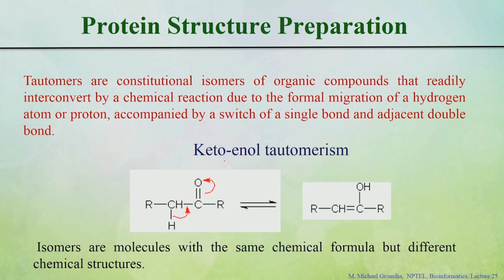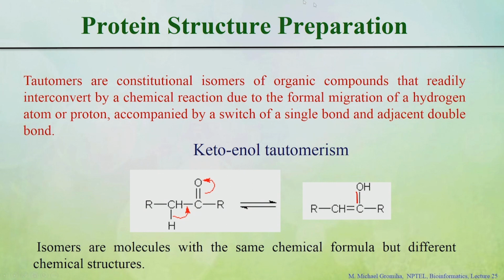So, what are tautomers? These are isomers of organic compounds that interconvert by a chemical reaction, for example, from keto to enol, due to the migration of a hydrogen atom or proton from a single bond to an adjacent double bond. See here this H, this is CO, this is the keto group. So, the protonation happens here, then finally this single bond is OH. This is called keto-enol tautomerism, right.